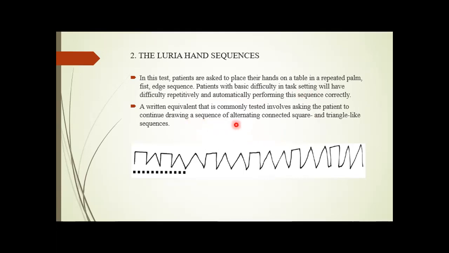A written equivalent that is commonly tested involves asking the patient to continue drawing a sequence of alternating connected squares and triangles. Like here, we have given him a drawn square and then a triangle, the dotted line shows what we have drawn. After the dotted line, the patient has drawn a triangle first and then a square and then a triangle and again a triangle. But what he had to do is draw a square first and then a triangle, alternatively in a sequence.